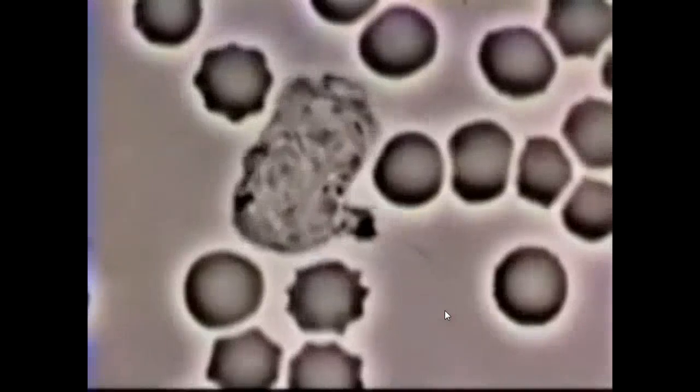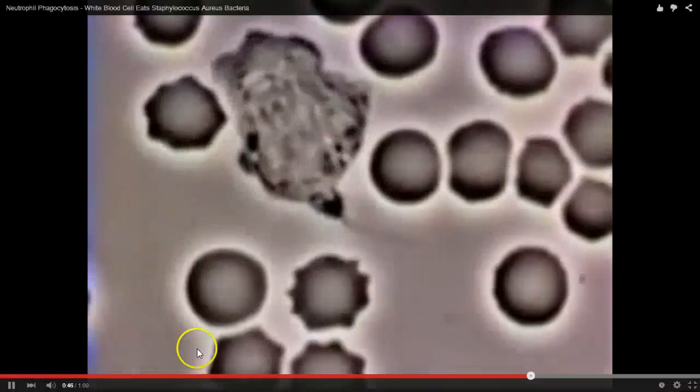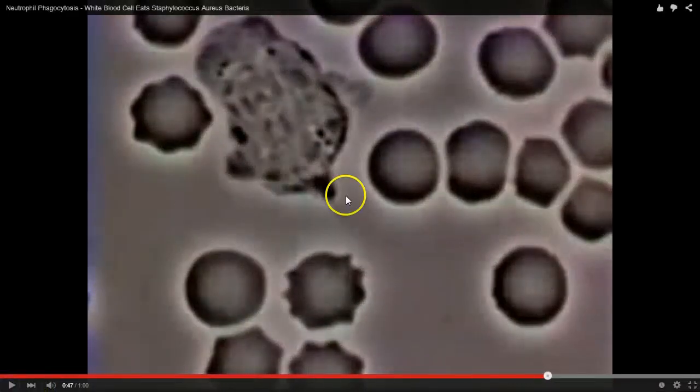They got the cute little sound effects and everything for this one. So they literally just took blood and put it on a microscope slide, added some bacteria, and filmed it. Now, I'm not sure if they've sped this up. It may be sped up. I'm not sure. They don't indicate.